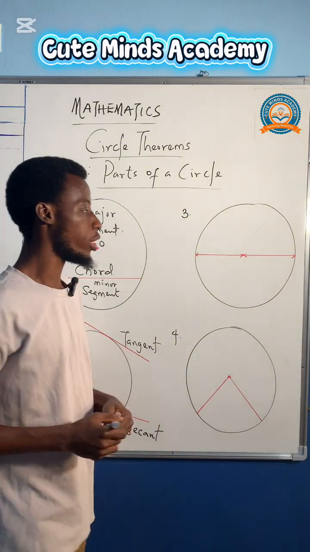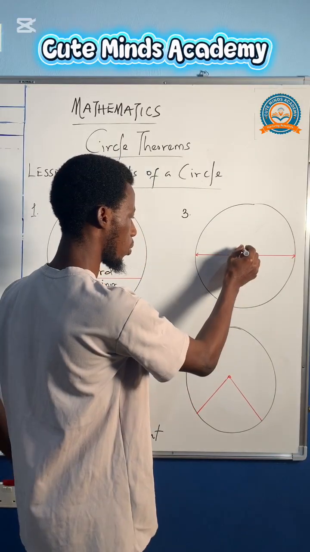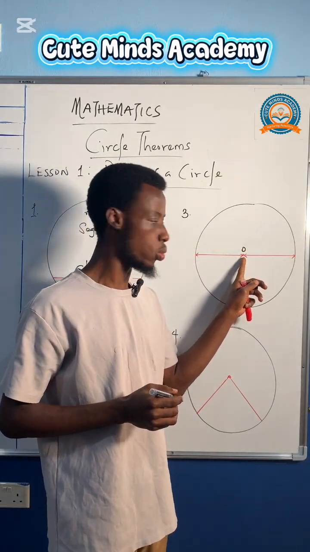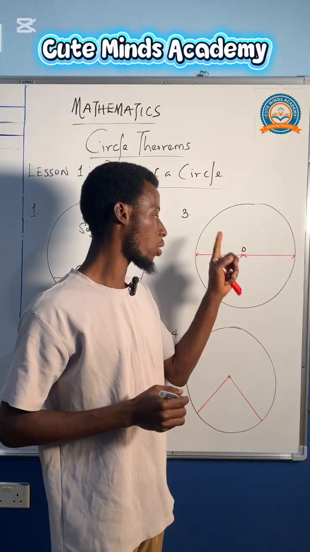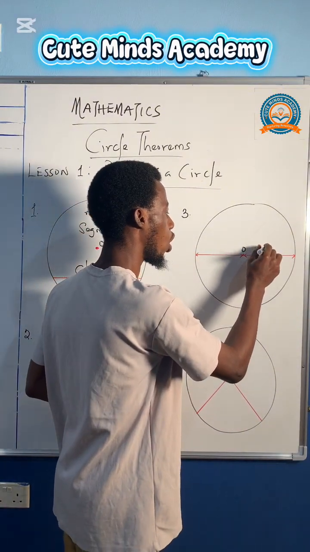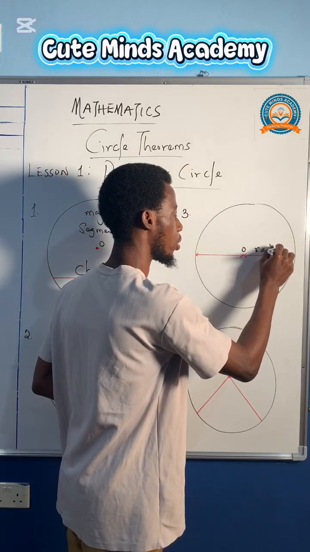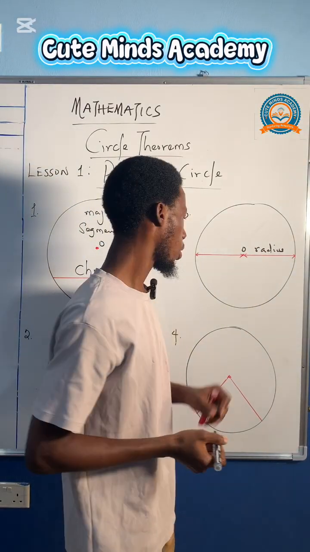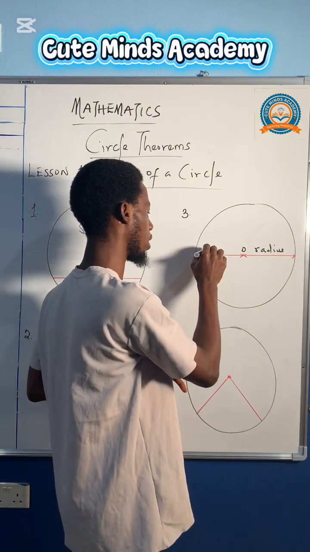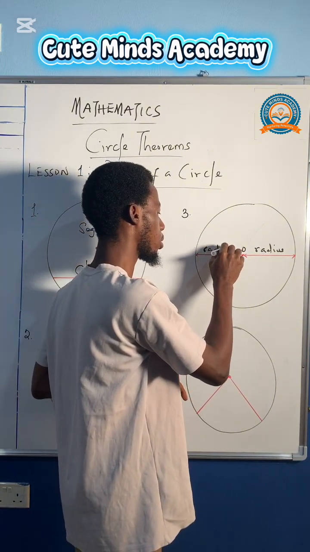In this third one, we have the center of the circle here as O. A line drawn from the center of the circle to any part of the circumference. Once it's running from the center to any part of the circumference, we call that a radius. So this is also running from the center to the circumference. So this is another radius.